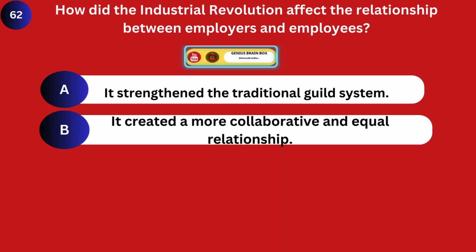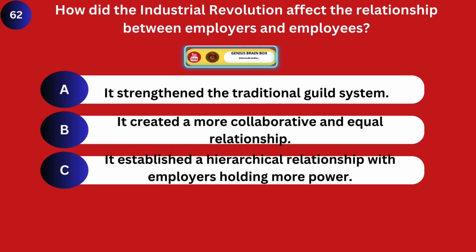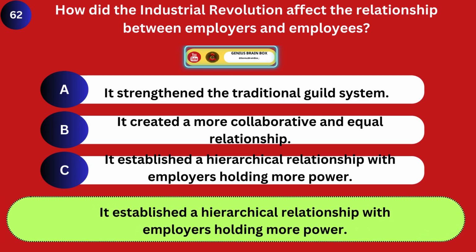How did the Industrial Revolution affect the relationship between employers and employees? Option A. It strengthened the traditional guild system. Option B. It created a more collaborative and equal relationship. Option C. It established a hierarchical relationship with employers holding more power. Correct answer is: it established a hierarchical relationship with employers holding more power.